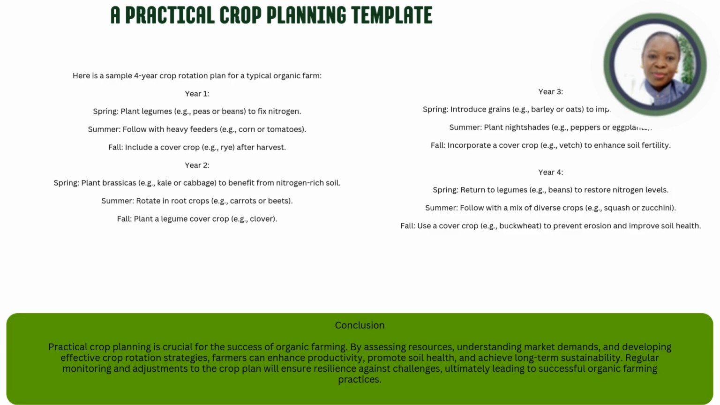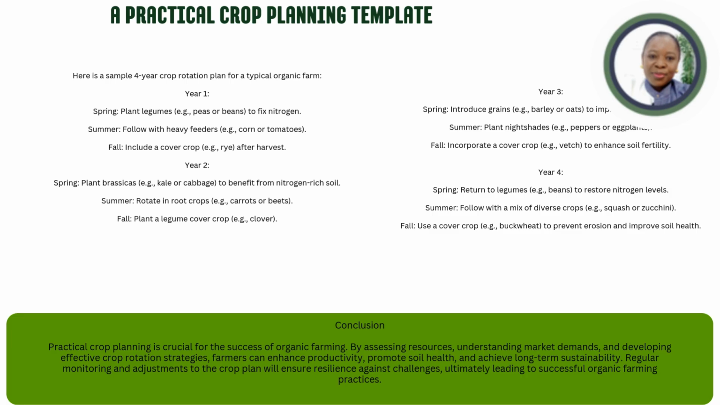Year 2, spring. You plant brassicas such as kale or cabbage to benefit from the nitrogen-rich soil. In summer, you rotate in root crops such as carrots or beets, and in fall, plant a legume cover crop such as clover. In year 3, spring, introduce grains such as barley or oats to improve soil structure.